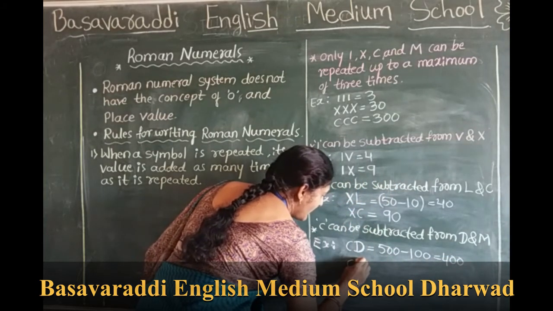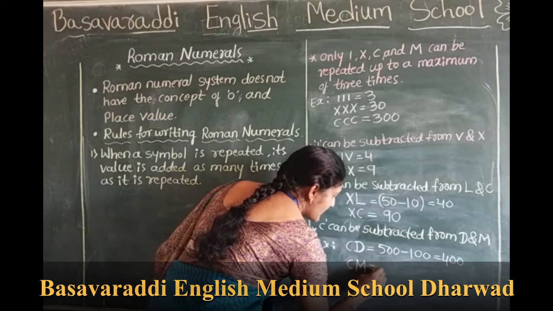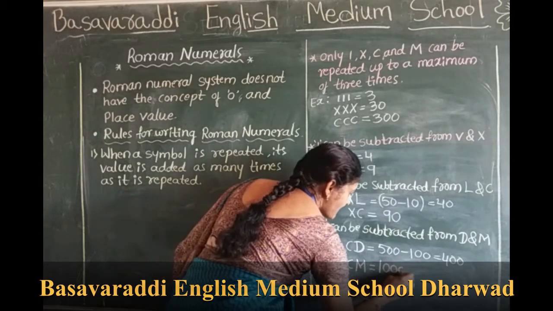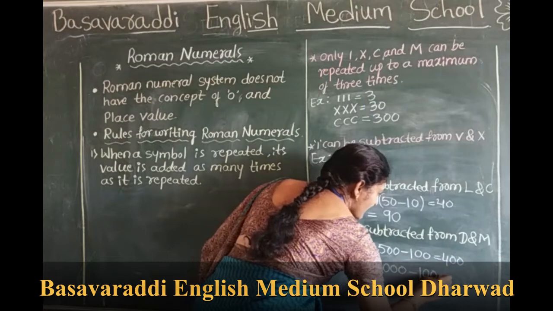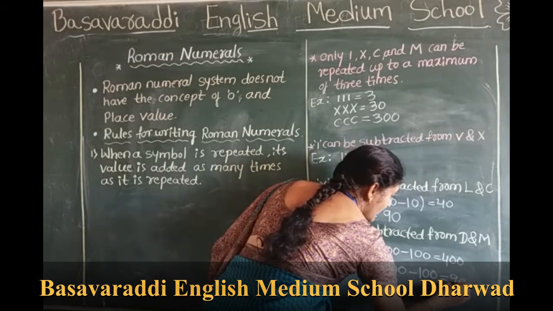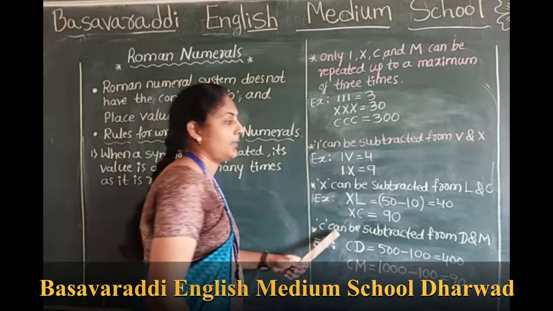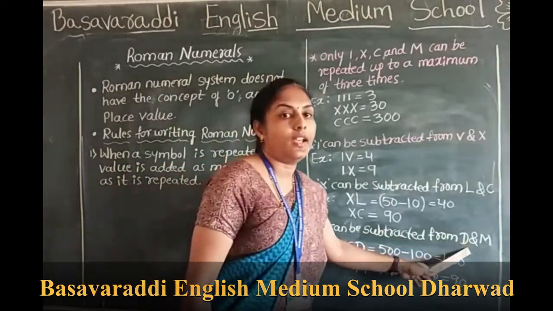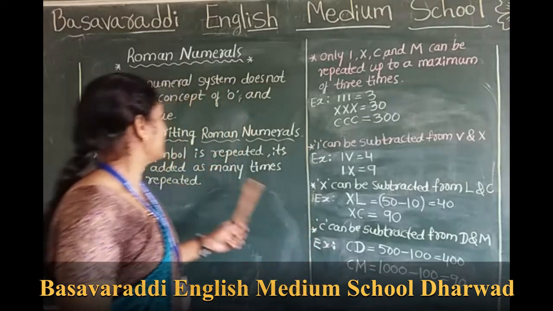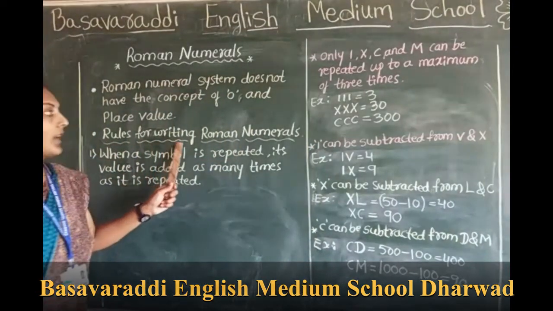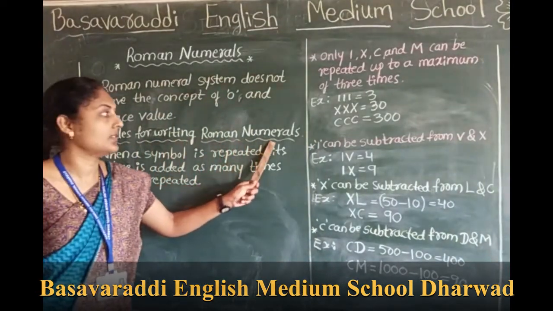And C and M. The value of the M is 1000. The value of the C is 100, so it is equal to 900. It means C can be subtracted from D and M only. These are the tips and these are the rules for writing Roman numerals.